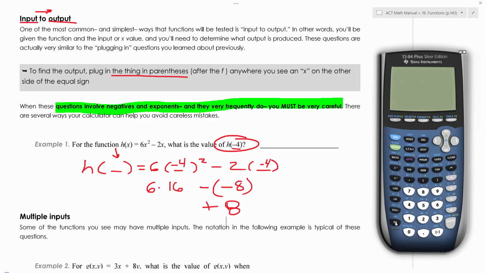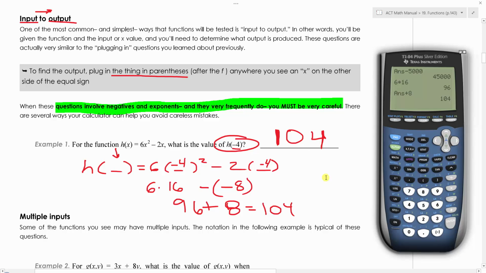and 6 times 16, again, not to waste any brain power, I'm going to go in my calculator, I'm going to do 6 times 16, that's going to equal 96. So this is 96 plus 8, which is going to equal 104. Again, I'm going to check that in the calculator just to make sure that I'm not making any careless mistakes, and I'm not. So this is 104. So that is how you would do this example. And if you made a mistake, for instance, by doing something wrong with your negatives or with your exponents, then you need to brush up on some of your algebraic skills.